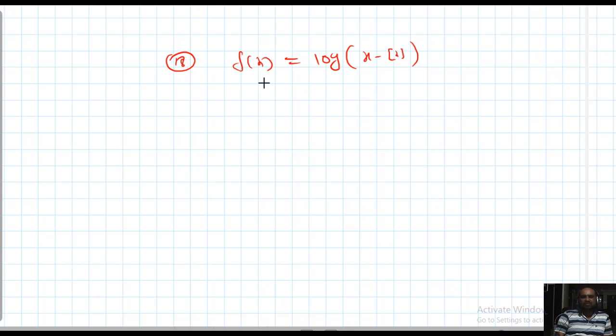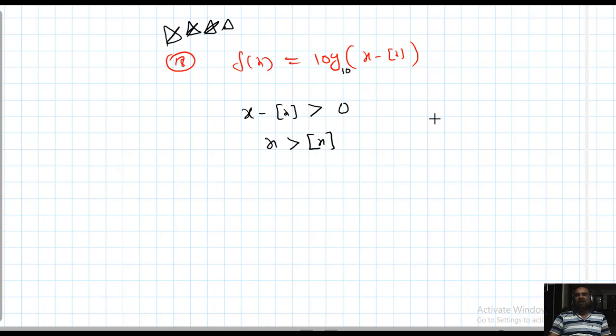Yeah, this is a very interesting problem. A logarithm is involved. The base is not mentioned, so assume it is ternary. That is not a big problem. x minus step x should be greater than 0. x should be greater than step x. Already you know the property, no? x is greater than or equal to step x. Always this happens.